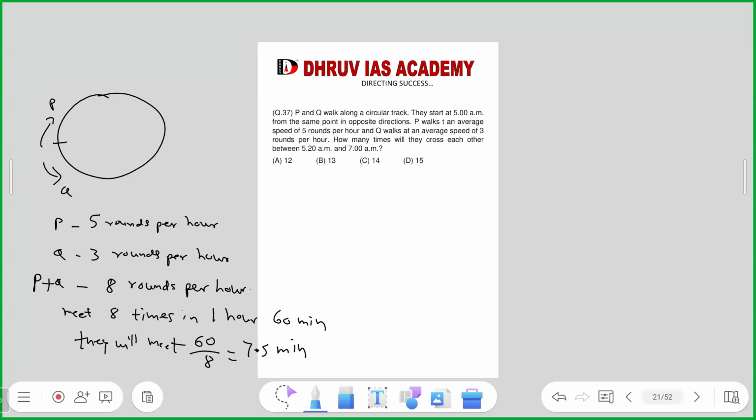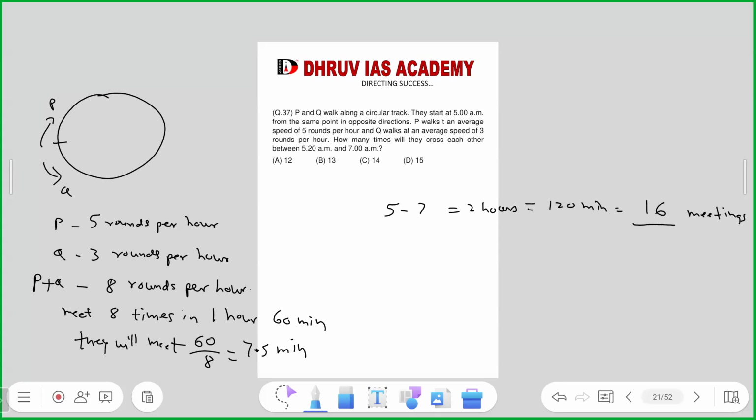Now we have to calculate it from 5:20 to 7. Okay, see they have started from 5. So from 5 to 7 a.m. that is 2 hours, or that means 120 minutes. So at the rate of 8 rounds per hour or 8 meetings per hour, there will be 16 such meetings. They will meet 16 times.